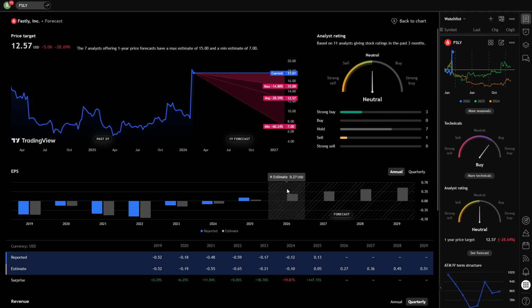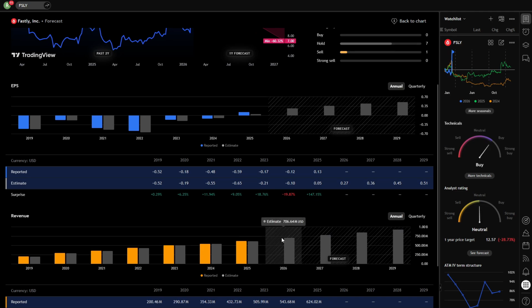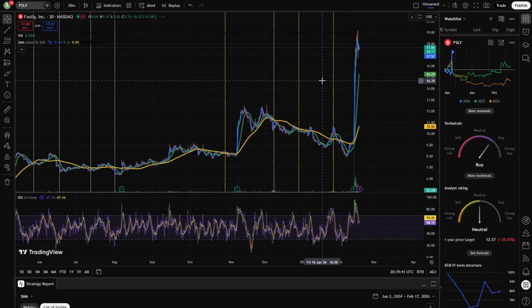If we look at EPS, we can actually see they're estimating it to be profitable in 2026, which is something that I can't wait to see, at least in their EPS. If we look at their revenue, we can also see it's slowly but surely growing more and more, and that is something we want to see. And I can't wait to see them being actually profitable, which wouldn't surprise me if that happens quite soon.